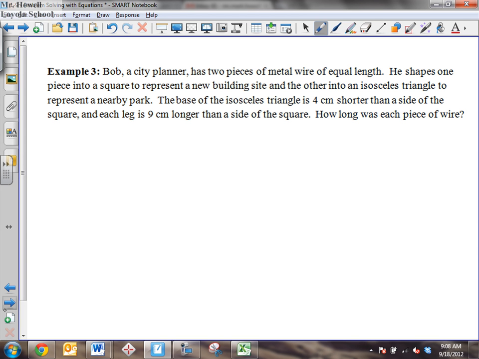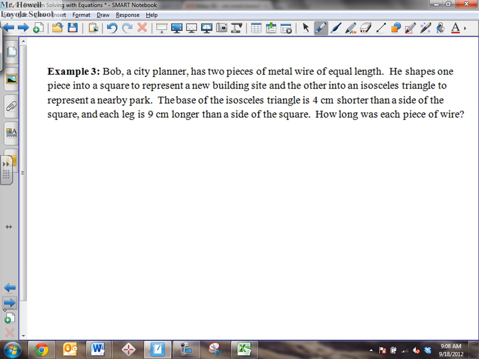We're told that the base of the isosceles triangle is 4 centimeters shorter than the side of the square, and each leg of the triangle is 9 centimeters longer than the sides of the square. And how long is each piece of wire?